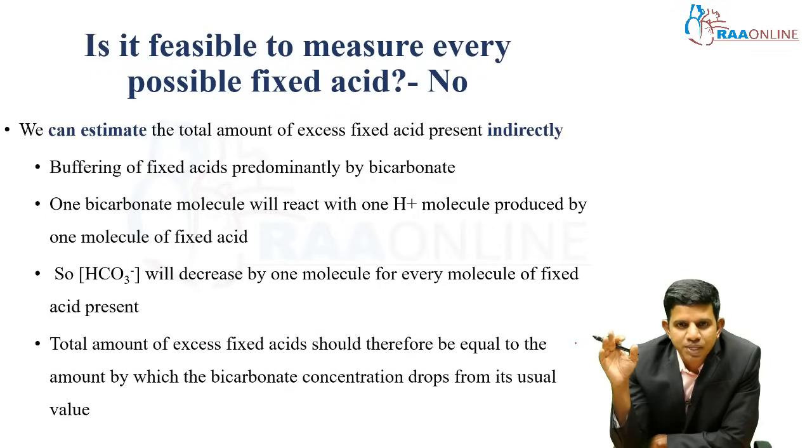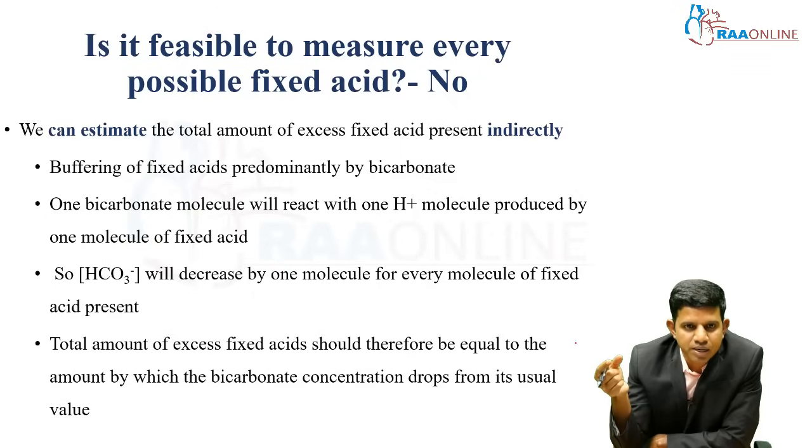The CO2 will be exhaled by the lung. So, it is a volatile acid. If it is sulfuric acid, ventilation cannot remove that acid, so it is called a fixed acid. So, we cannot measure the fixed acid. Alternatively, we can indirectly measure the metabolic disorder by looking at the bicarbonate level.